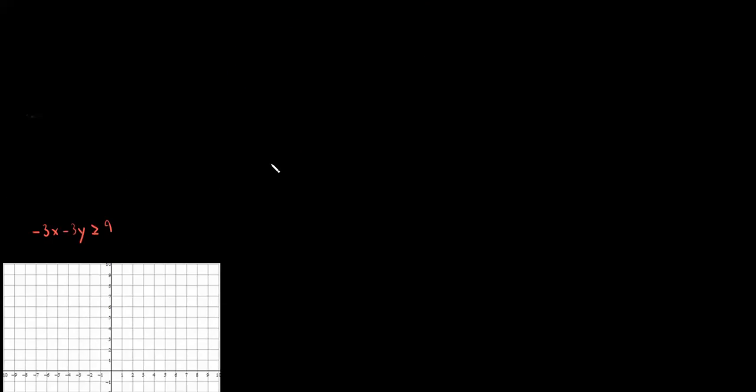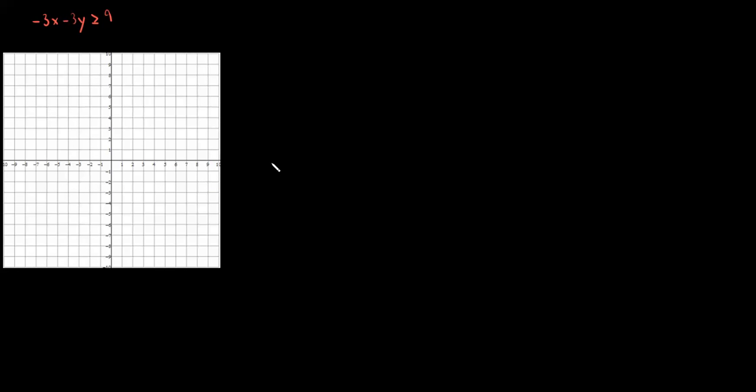I want to just take a look at one more. And this one is not in slope-intercept form, okay? So I'm going to rewrite it off to the side so I can do some work on this. I got negative 3x minus 3y is greater than or equal to 9, okay? Well, I want to get this in slope-intercept form, so I got to get y by itself. So I'm going to move that 3x over by adding 3x to each side. So this is going to get me negative 3y is greater than or equal to 3x minus 9, okay?